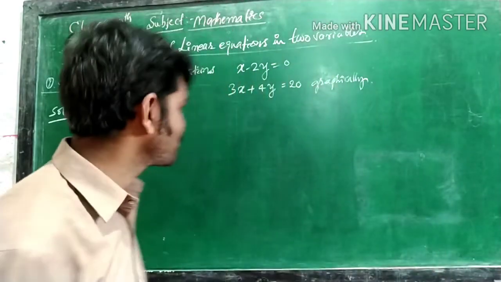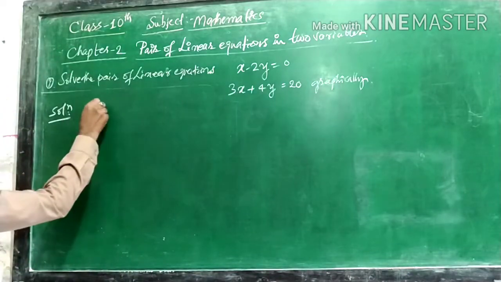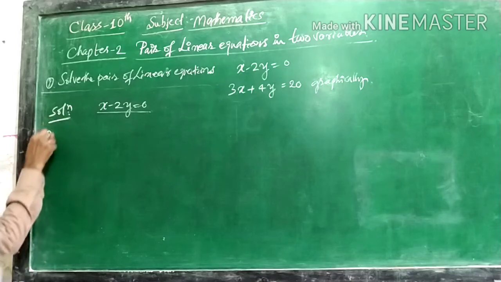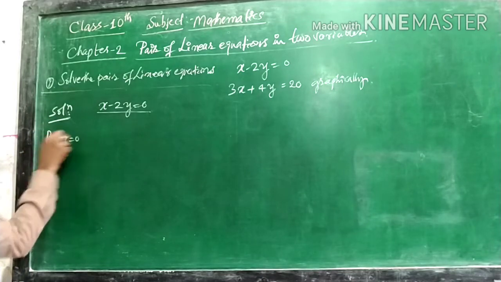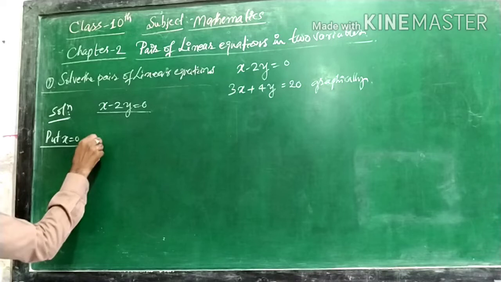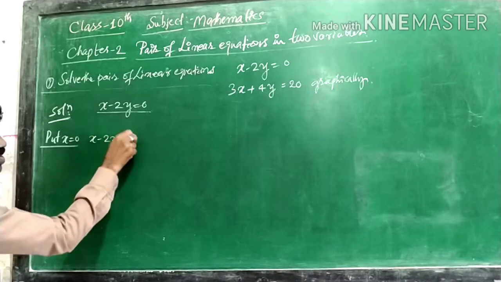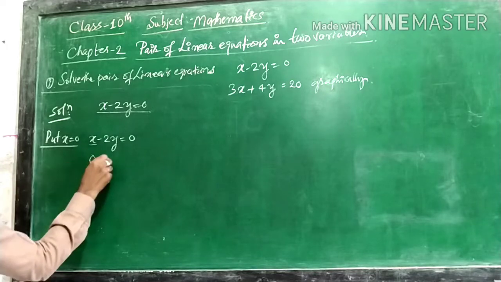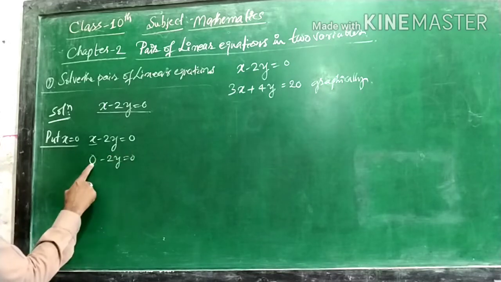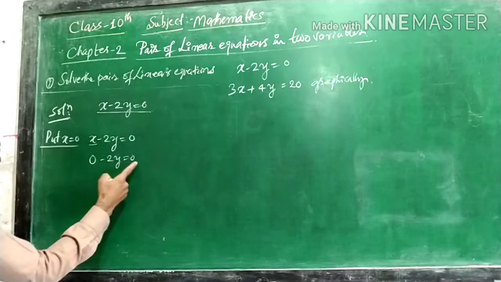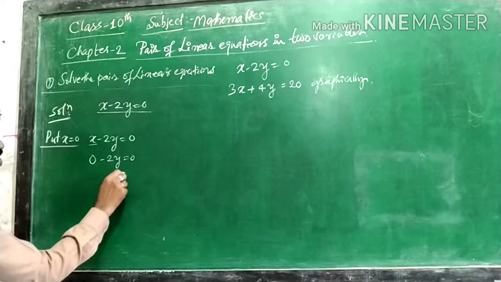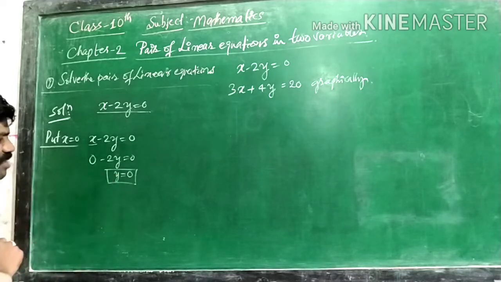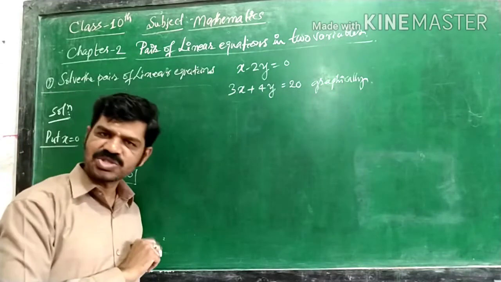Let us see that. The very first equation is x minus 2y is equal to 0. In this equation, we provide the x value, x is equal to 0. The equation is x minus 2y is equal to 0, and the value of x we have given here is 0. So minus 2y is equal to 0, y is equal to 0 by minus 2, that is, finally we have obtained y equal to 0.